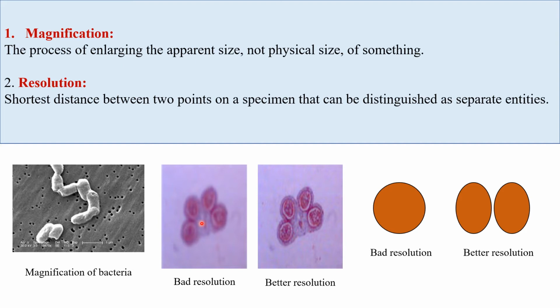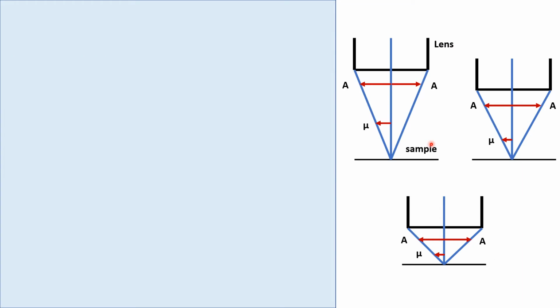If I simplify this image, I can say that in the first case, 2 points are not distinguished separately. Hence, we are getting the blurred image. But in the second case, 2 points are distinguished separately. Hence, in this case, we are getting the clear image. Now, we will explain these properties in more detail.